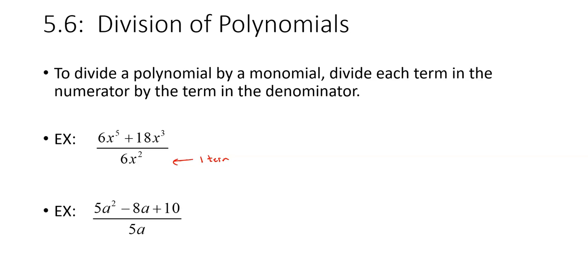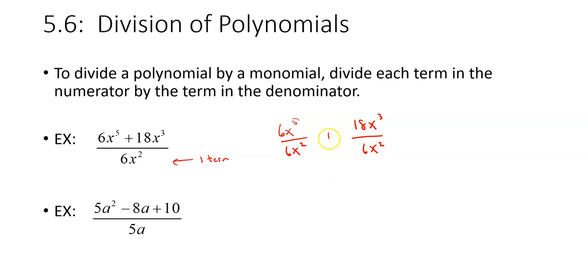So I've got a 6x squared on the bottom. I've got a couple of terms on top. Divide each term in the numerator by the term in the denominator. So take 6x to the fifth over 6x squared, and we're going to take 18x to the third over 6x squared.